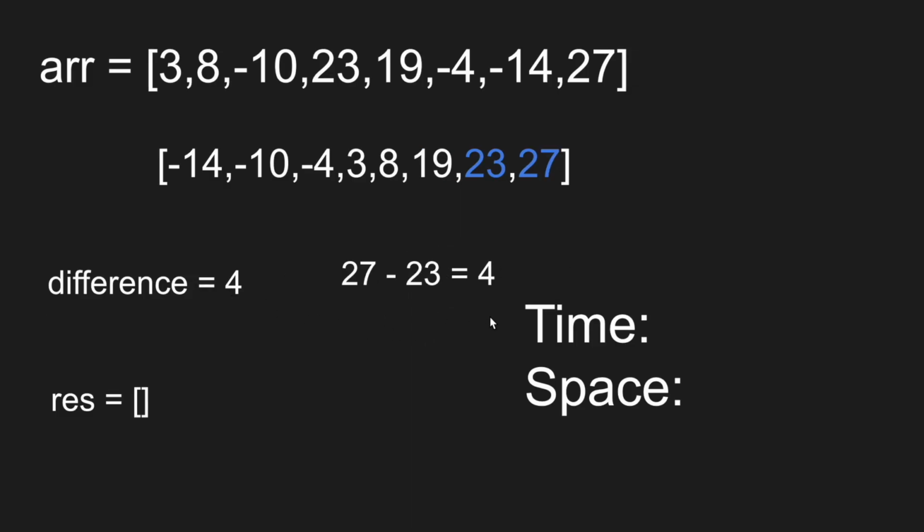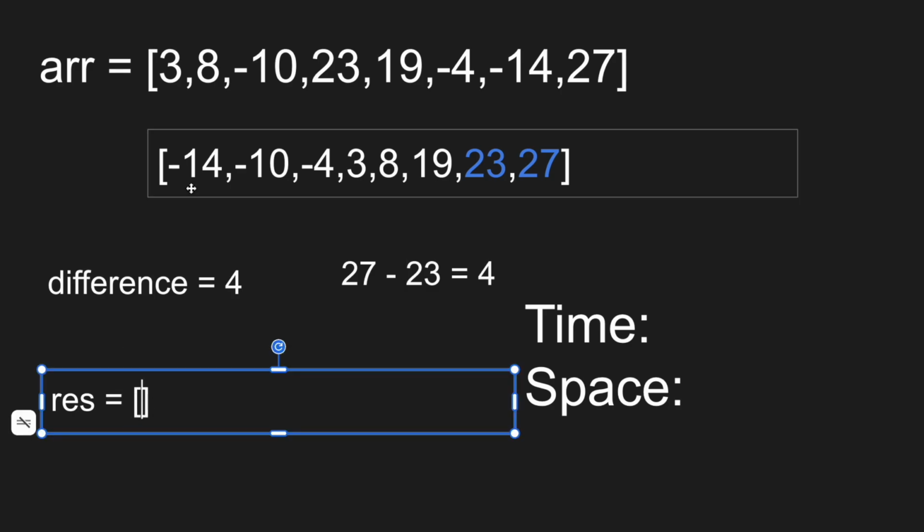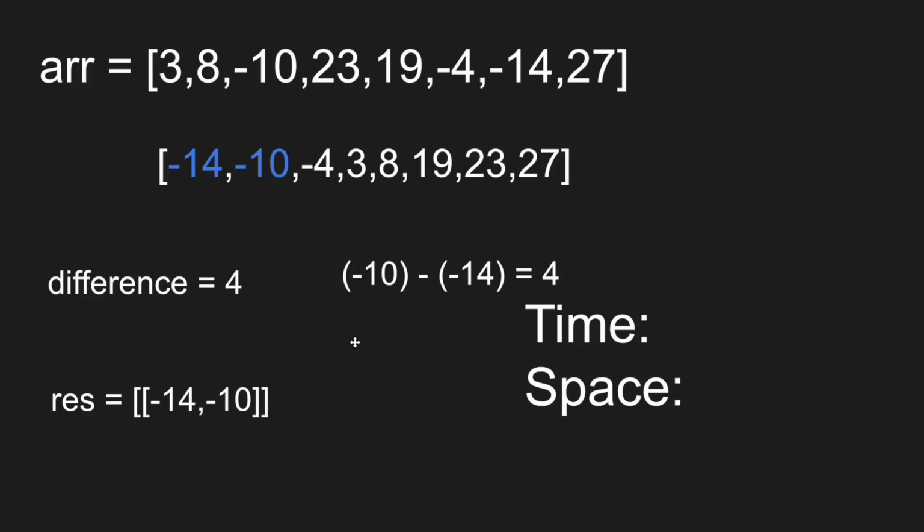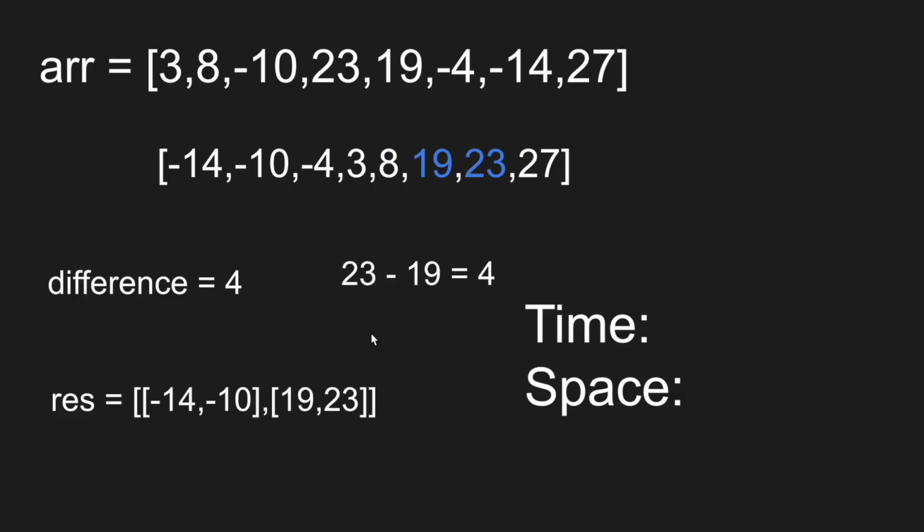And now that we have calculated the minimum difference, we will iterate again, and if any number matches this difference, we will add that pair to the resulting array. So difference of 4, add to result, no need to add, no need to add, no need to add, no need to add. Difference of 4, add this pair to result. Difference of 4, add this pair to result.